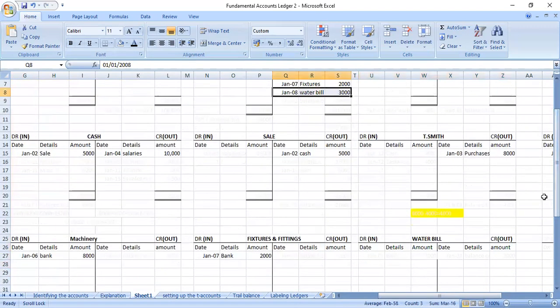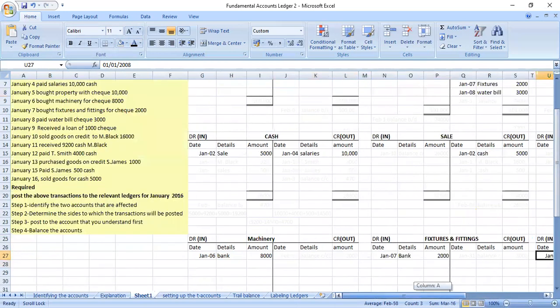We have to utilize the double entry system of recording, and we're going to put the information in our bank account and in our water bill account as well. So where did the money go? The money went into water bill. So we're going to say January 8th, $3,000 was paid into the water bill account and it's coming out of the bank account. All right, let us go on to the next one.